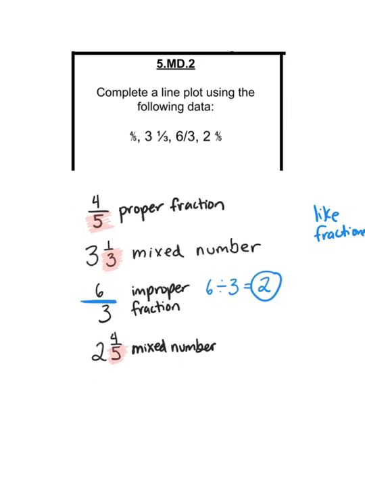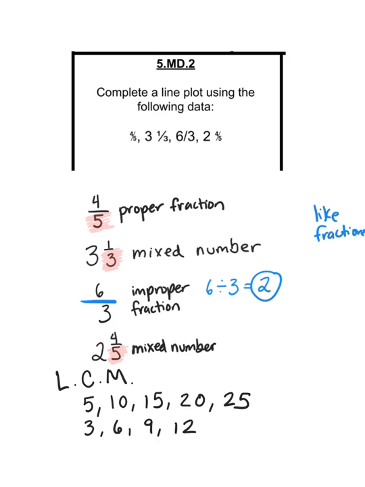Okay, in order to convert these to a common denominator, I'm going to need to find the least common multiple. I'm going to skip count by 5 and 3, and then find the smallest number that's on both of those lists of multiples. Usually I tell people to do the first 5 multiples, and then if you have to keep going, you could keep going from there. I can see here that 15 is the smallest number that's on both of these lists.